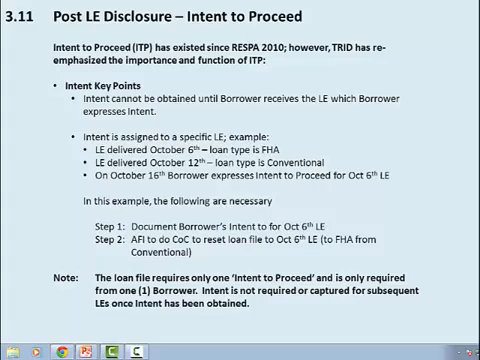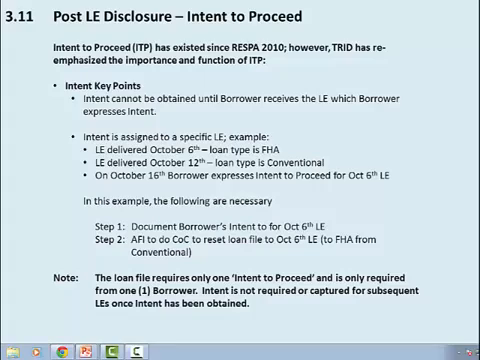If there is only one LE on the loan file, this is fairly straightforward. If there are multiple LEs on a loan file, then we need to identify and document which LE the borrower is expressing intent to. In cases where there are multiple LEs and the intent is expressed for the non-current LE, then we need to do a change of circumstance to update the LOS file to match the intended LE.